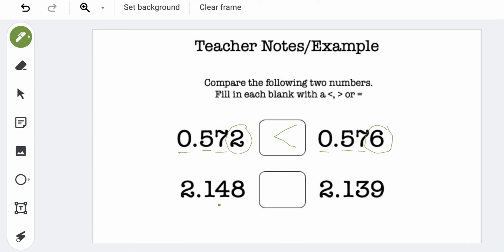All right, the last one. We have 2 and 148 thousandths and 2 and 139 thousandths. Okay, so again, let's compare. The ones place we have a 2 and a 2, so they're the same. The tenths place we have a 1 and a 1, but when we get to the hundredths place we have a 4 over here and a 3 over here. All right, so because the hundredths place is larger on this number than this number, the number to the left is larger than the number to the right.